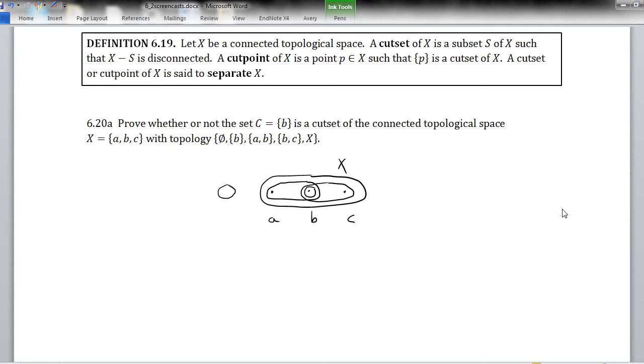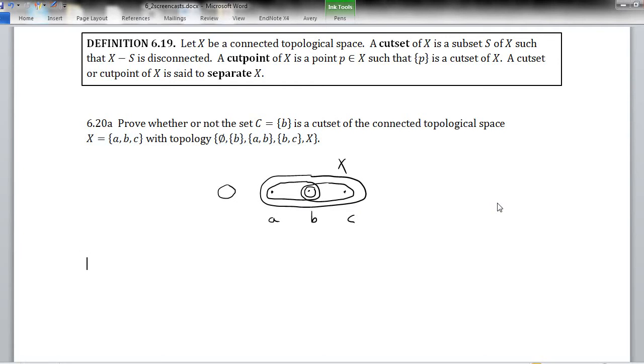All right, so here's a nice example on a finite set. 6.20a, prove whether or not the set C, which ironically contains just the point B, is a cut set of the connected topological space X, which consists of these 3 points A, B, C, and I've tried to illustrate the topology right here. All right, well, you notice that X is connected because there's no way to find two non-empty disjoint open sets, right? You've got just B there, but we don't have an open set containing just A and C. So yeah, nothing's going to work.